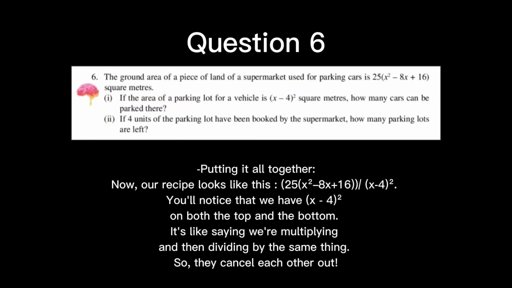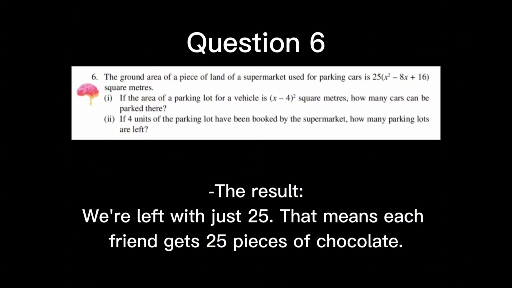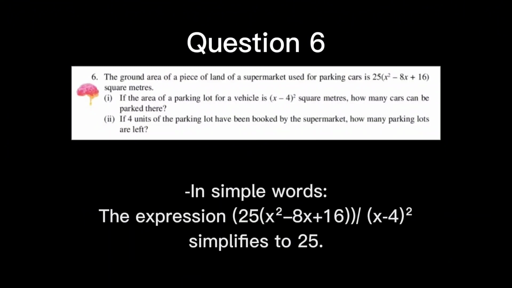Putting it all together, now, our recipe looks like this: 25(x+4)²/(x+4)². You'll notice that we have (x+4)² on both the top and the bottom. It's like saying we're multiplying and then dividing by the same thing. So, they cancel each other out. The result, we're left with just 25. That means each friend gets 25 pieces of chocolate. In simple words, the expression simplifies to 25.